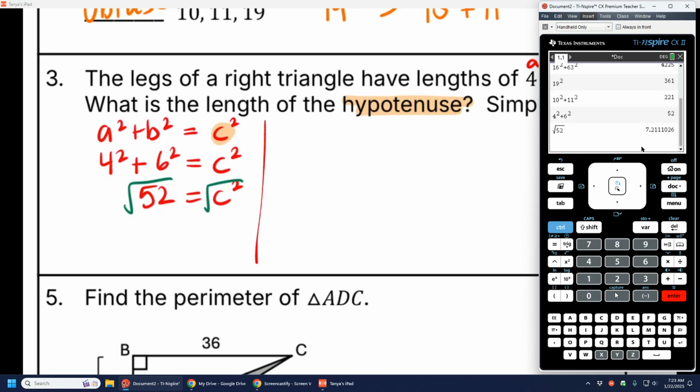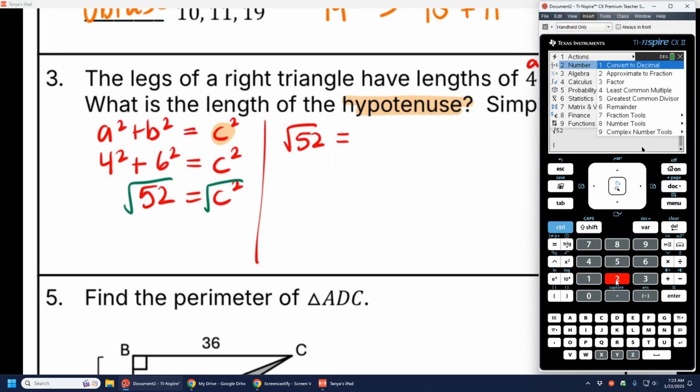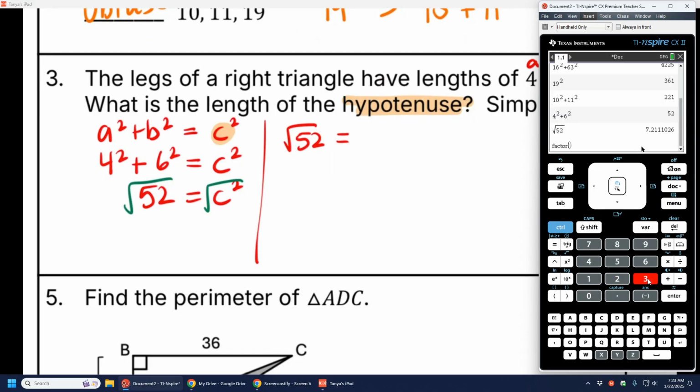So I'm going to write it here on the side, square root 52. We need to break it down into all of its factors. So if you go to menu, 2 for number, 3 for factor, and then type in 52, it'll tell you what you can break it into. So 2 squared times 13 means that 52 can be written as 2 times another 2 times 13. The little 2 tells you how many times to write it.